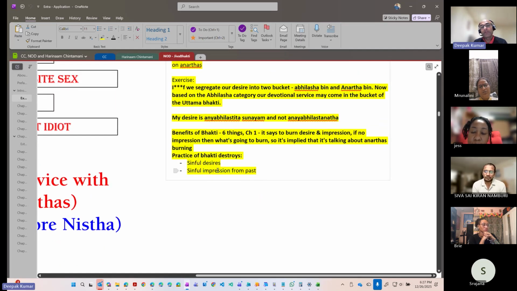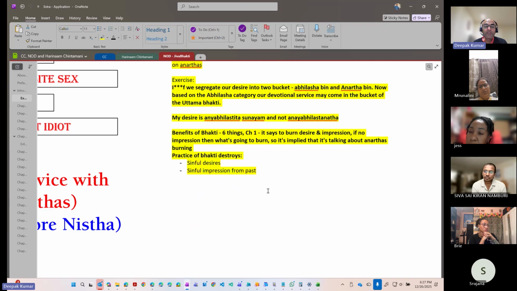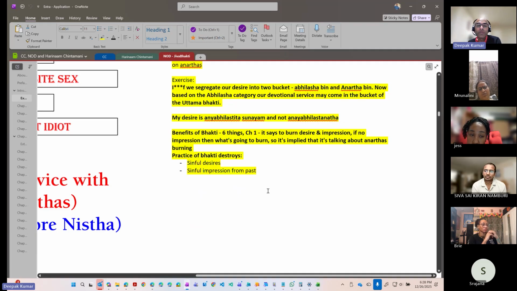The other argument, which will happen when we move to chapter 1, is that there are 6 symptoms of bhakti, the benefits of bhakti. One of the first ones is that your impressions are burned: Klesha Agni. All the kleshas are burned in the fire. Then what is burning? If something is burning, it means that I have something undesirable. When I'm doing the bhakti, one of the benefits is that something is going to burn. What is going to burn? The answer we are going to find is anartha.